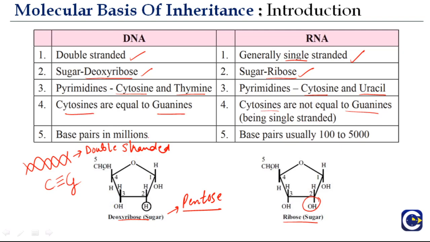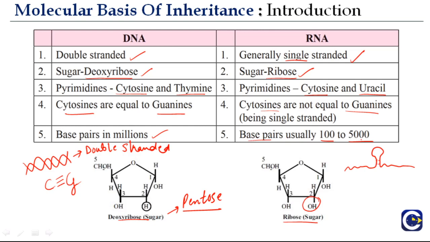DNA has millions of base pairs, and in RNA it is generally 100 to 5000, because RNA is generally a single-stranded molecule. Sometimes, let's say this is an RNA molecule, at some places it will form a loop and then again it will be single-stranded. In this small area it will be double-stranded, and that is where base pairing will take place, which is usually 100 to 5000. So these are the main differences between DNA and RNA.